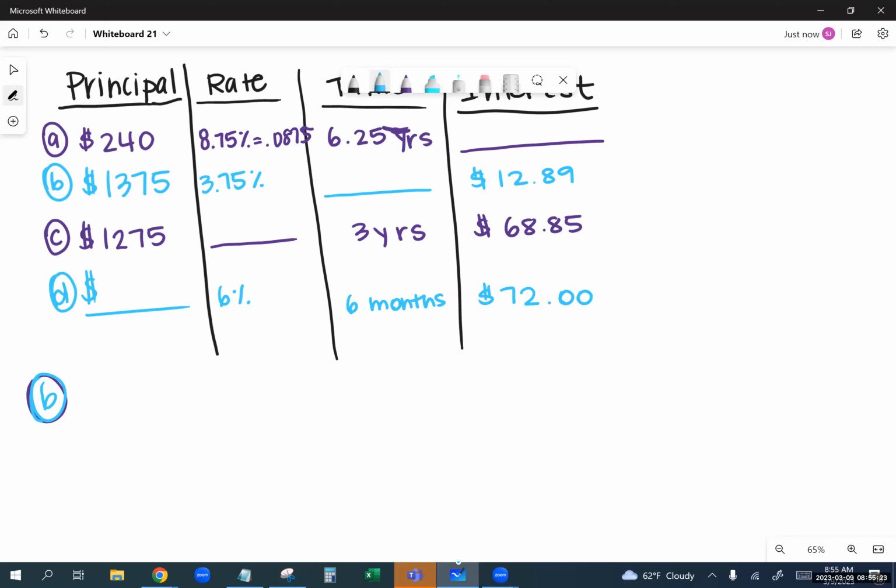Okay, B, what was it, 131.25? Sorry, I didn't actually put it here and I need to. 131.25. Okay, so for B, I noticed that it's asking me to solve for time.